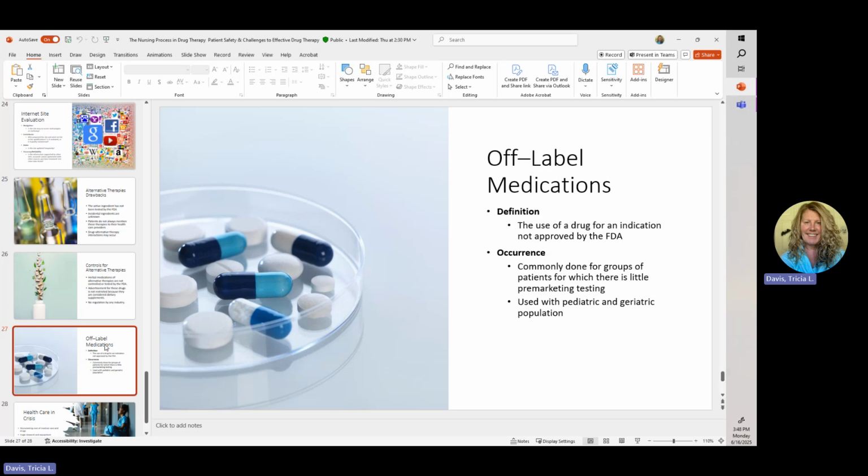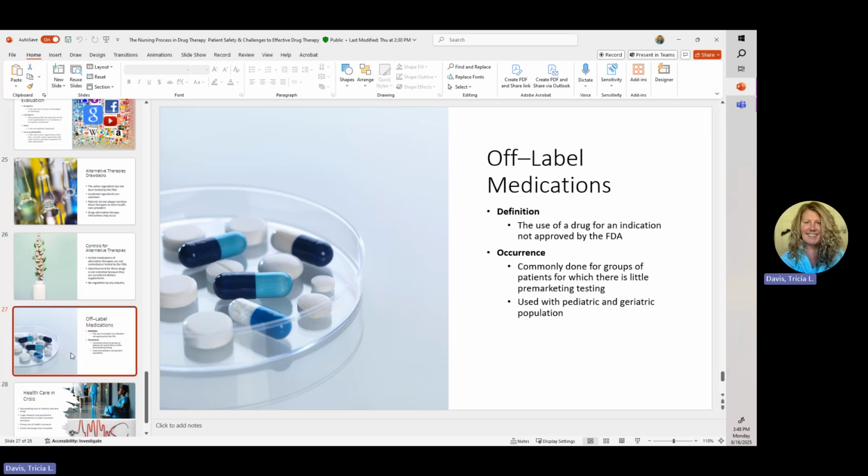Ativan is another medication that we give. It's usually an antianxiety medication used for anxiety, but this also is used in our cancer population to decrease nausea. So again, off-label use. This is commonly done in groups of patients where there is little pre-marketing testing, and it's used with the pediatric and geriatric population.